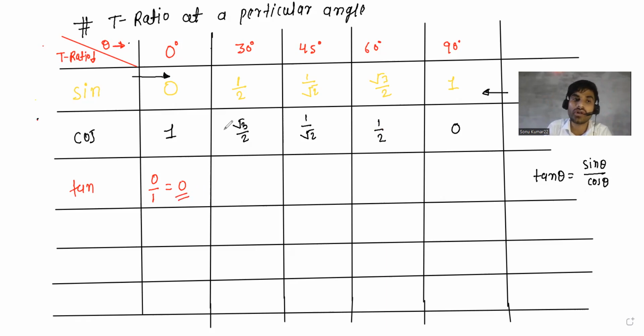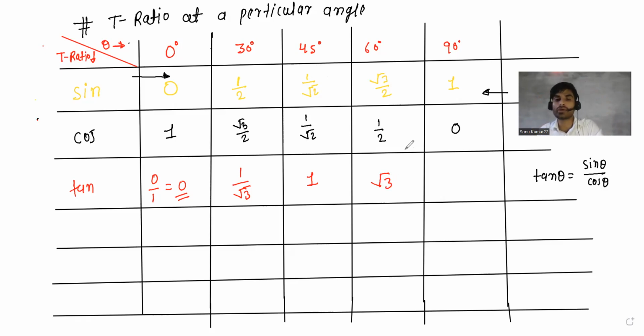Tan 0 is 0. Tan 30 degree is sine 30 by cos 30, that is 1 by 2 divided by root 3 by 2. After division, you are getting 1 by root 3. Tan 45 is sine 1 by root 2 divided by cos 1 by root 2. If I divide them, we are getting the answer 1. And tan 60 is equal to sine 60 upon cos 60. After division, you are getting root 3.